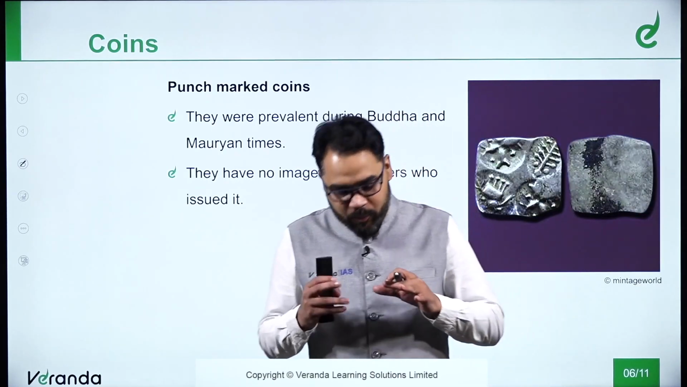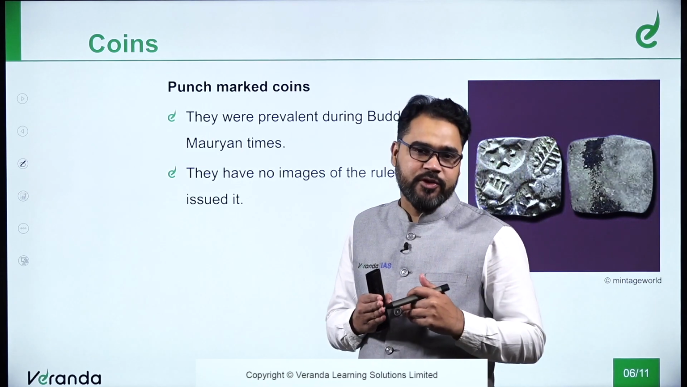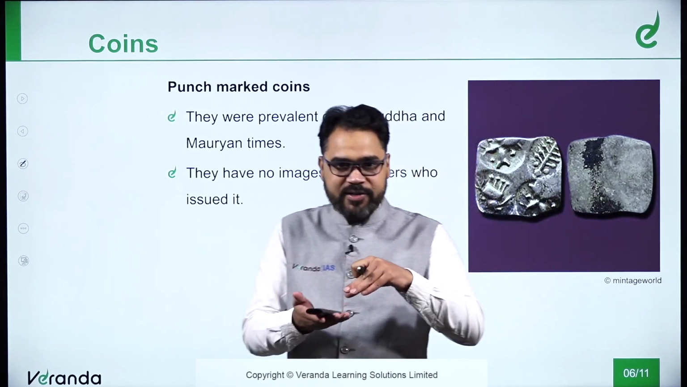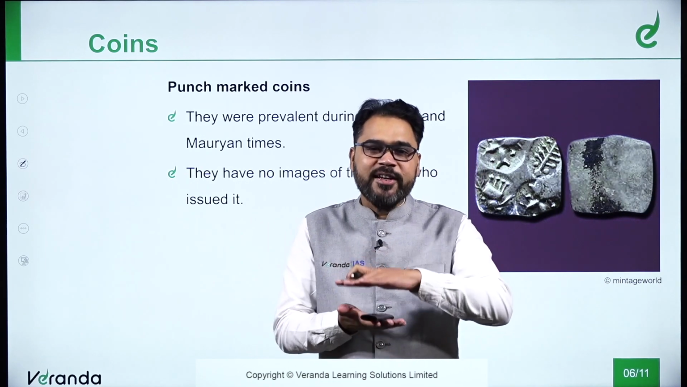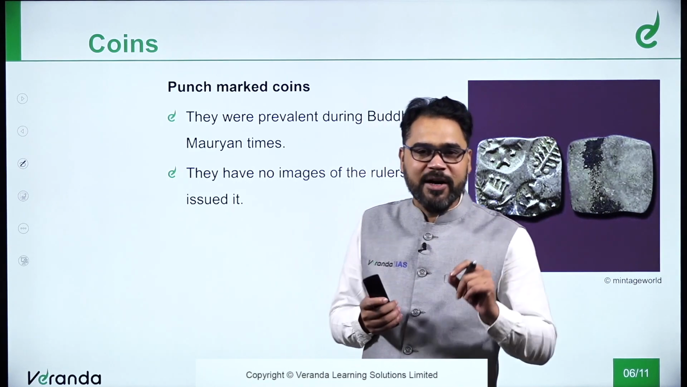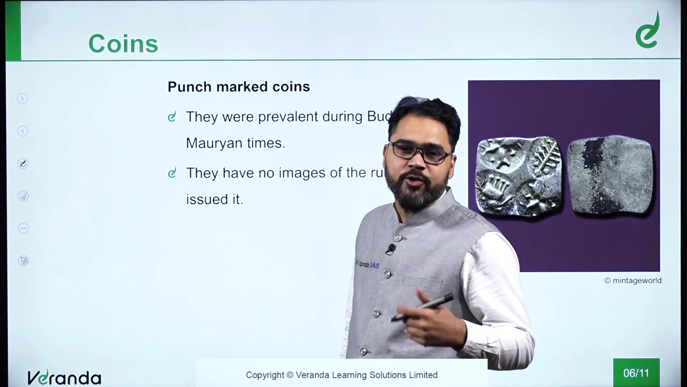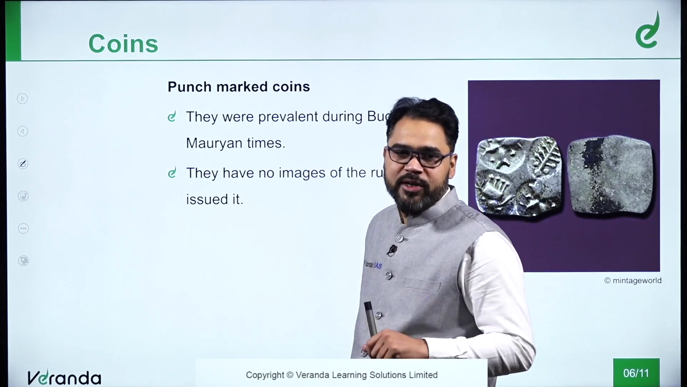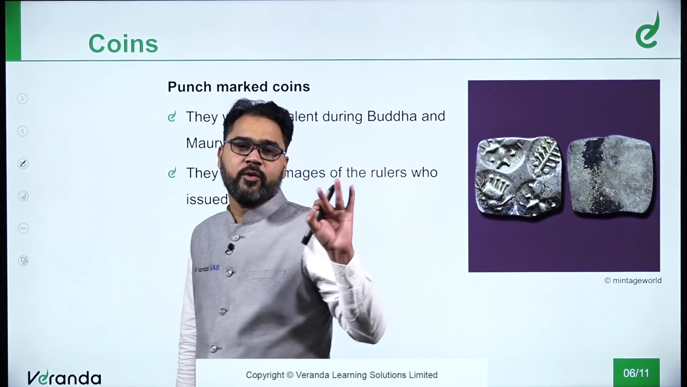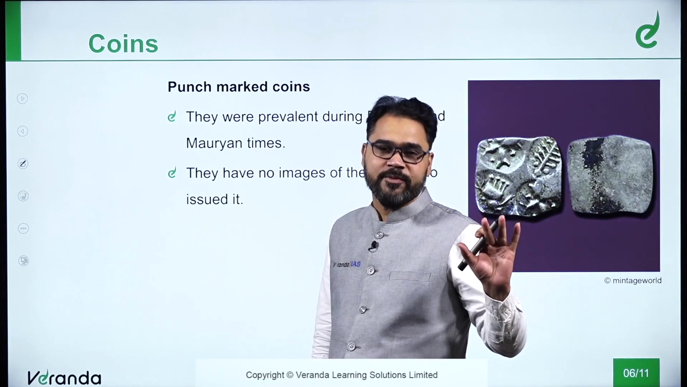Now, we have seen evidences from coins as well. There were different coins that were used. Some were punch-marked coins. For example, there was a particular piece over which some weight was put or an inscription was made. Such punch-marked coins were very prominent during the time of Buddha and during the modern time. It should be noted that there used to be no image of the ruler over the coins.